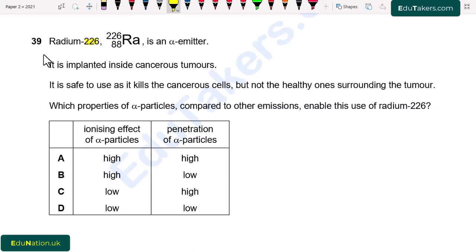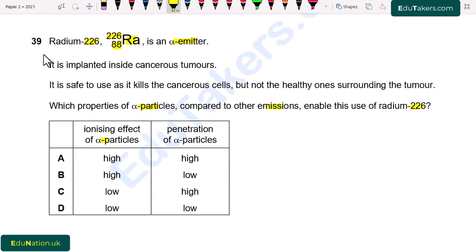Question number 39. Radium-226, whose symbol is Ra, has number of protons 88 while the mass number is 226. It is an alpha emitter. It is implanted inside a cancerous tumor. It is safe to use as it kills the cancerous cells but not the healthy ones surrounding the tumor. Which properties of the alpha particles compared to the other emissions enable this use of radium-226?